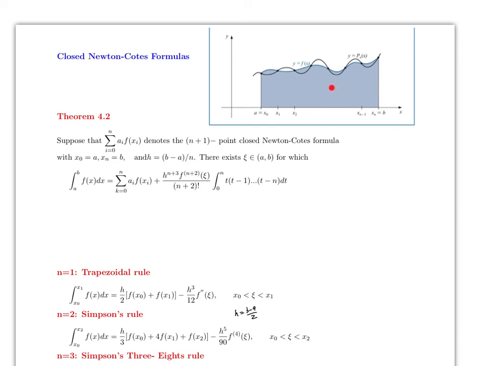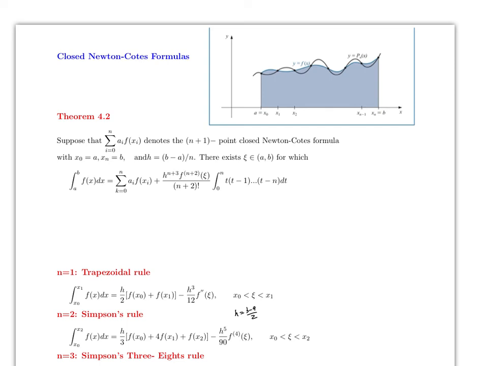So then you cut the interval into n pieces. You're going to have n plus 1 points, and you are going to evaluate at those n plus 1 points. Then you have to come up with a method, but it's the same idea. Suppose this denotes the n plus 1 point closed Newton-Cotes formula. Again, closed means you cannot use any points here or any points there, where x0 will be the start and xn will be the end.